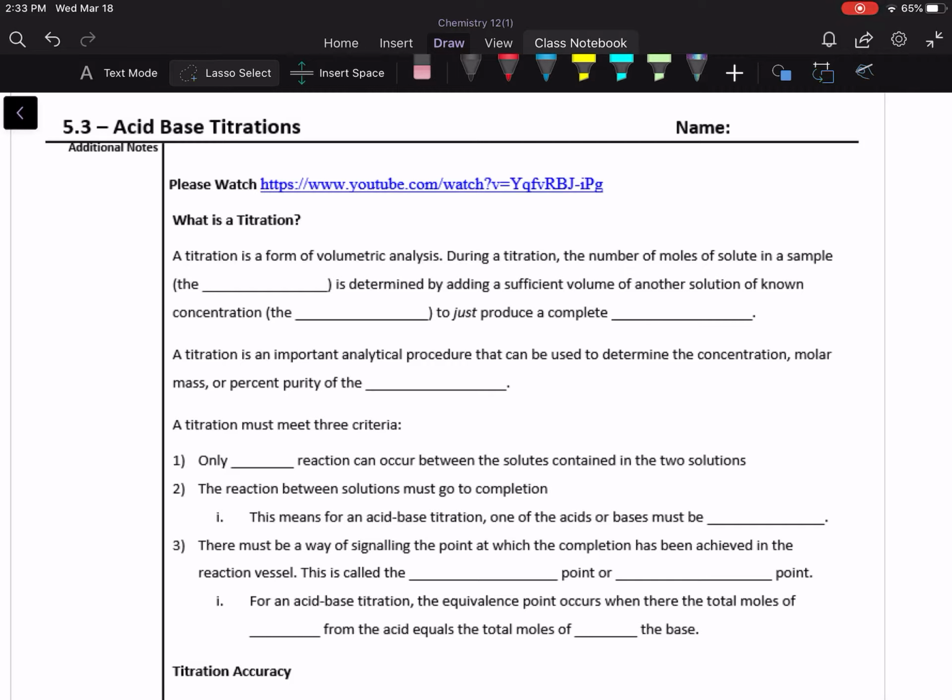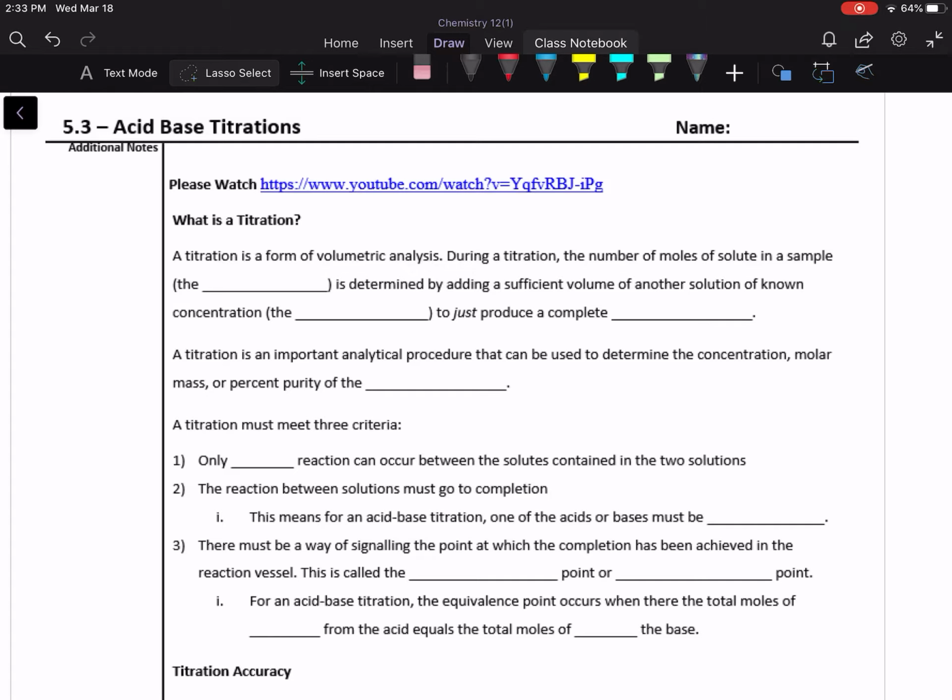If you haven't done so already, can you please pause this video and watch the video that I've linked here. It should also come up as a pop-up in this video right now. So please pause this video and take a look. It provides a nice overview of the titration procedure.